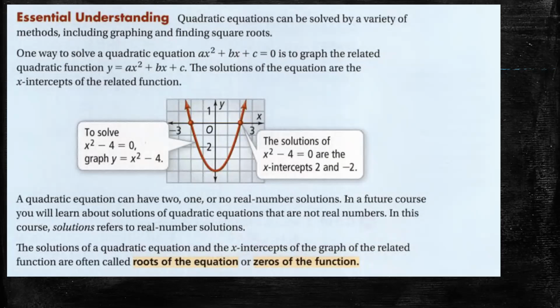Now, the solutions of the quadratic equation, or the x-intercepts, we call them the zeros of the function or the roots of the equation. So these numbers, 2 and negative 2, we call the zeros of the function. If I ask you to find the zeros of the function, you tell me 2 and -2. If I ask what the roots of the equation are, you tell me 2 and -2.